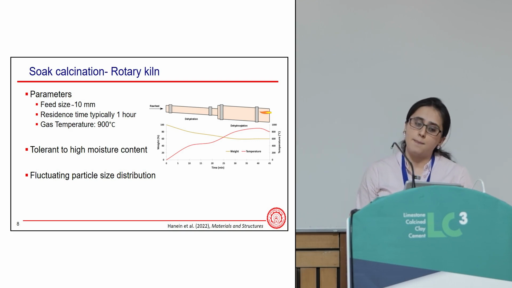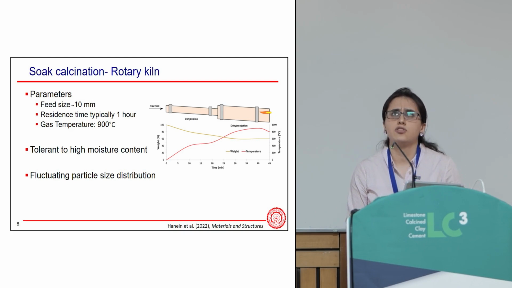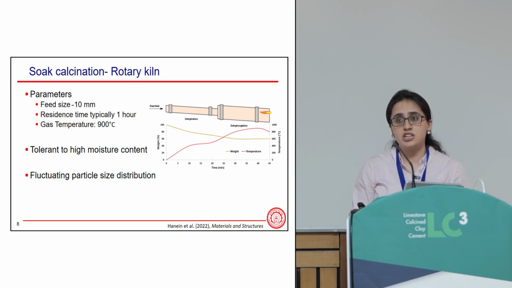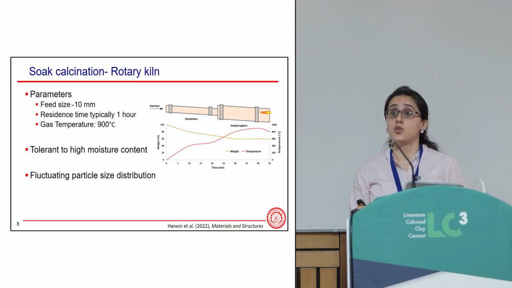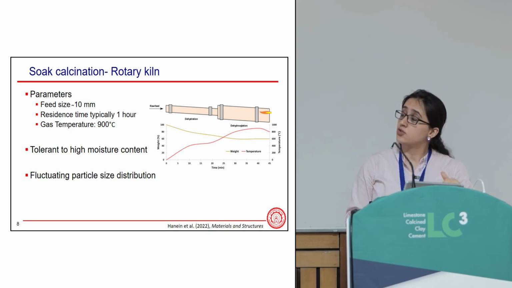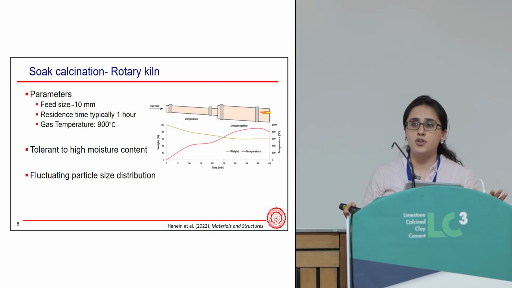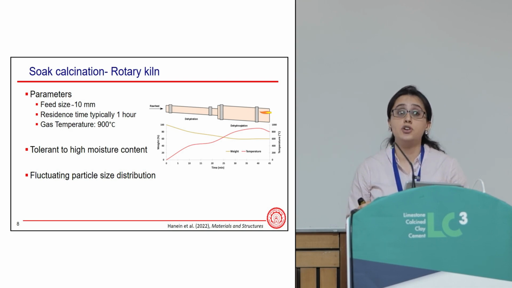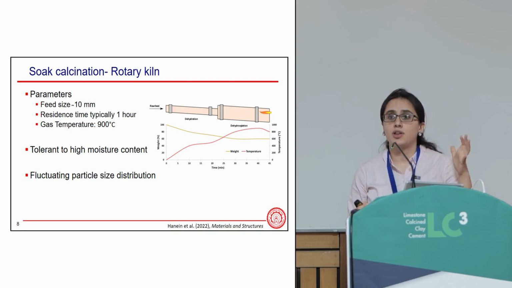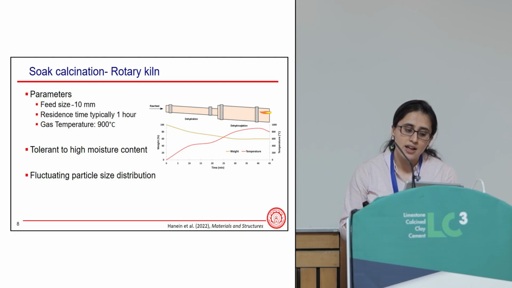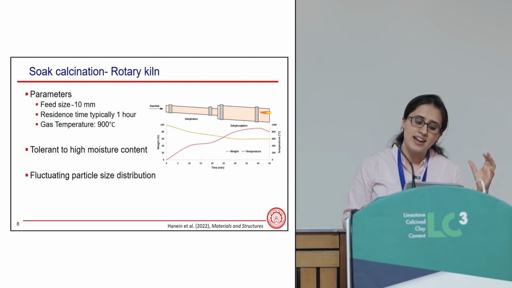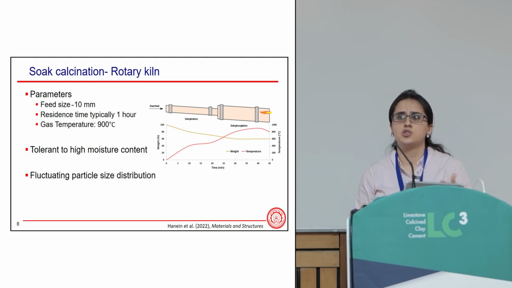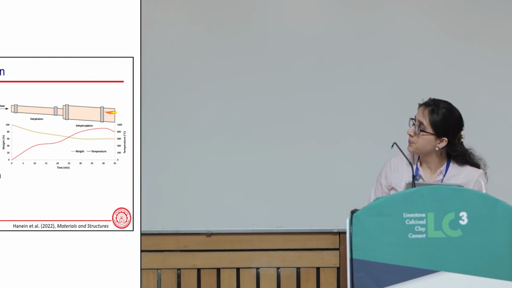Then we need to crush the sample, and we can use a feed size varying from maybe 5 mm to 10 or 15 mm. It seems to work very well for the rotary kiln. And the advantage of the rotary kiln is that it is tolerant to high moisture content. We don't need to properly dry the sample before carrying out the calcination using the rotary kiln, and it's versatile, and even if the particle size distribution is different, it seems to work very well.